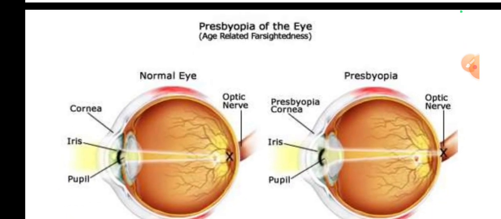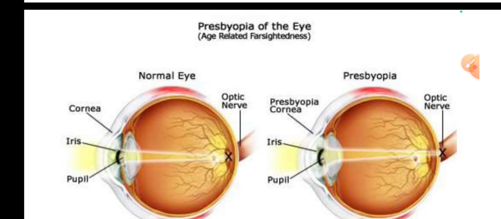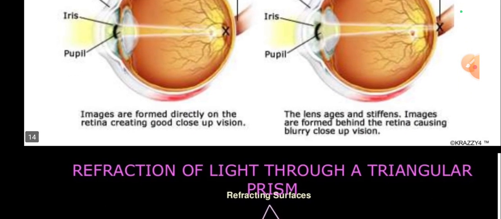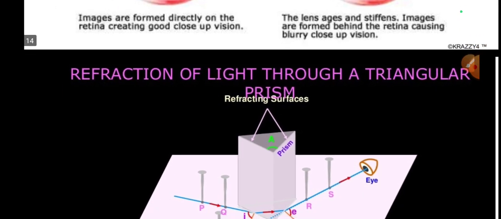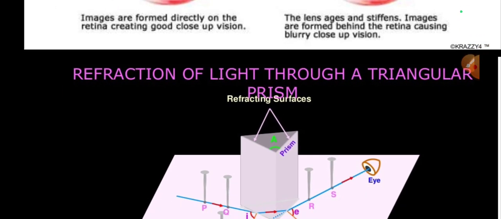Then see what happens. Presbyopia of the eye. In a normal eye, whatever light rays come from the object converge at a point called the fovea. But in presbyopia, the rays coming from objects sometimes converge behind the retina, sometimes in front of the retina. To correct both of these, we use a bifocal lens.